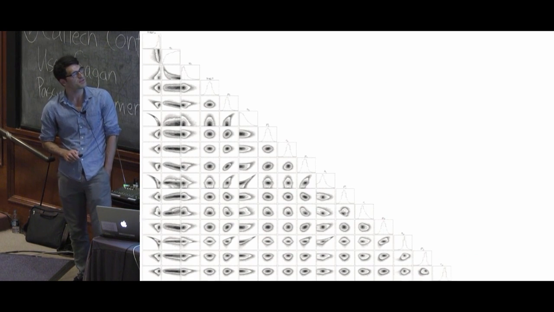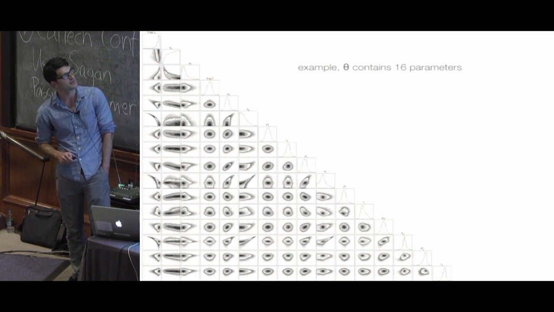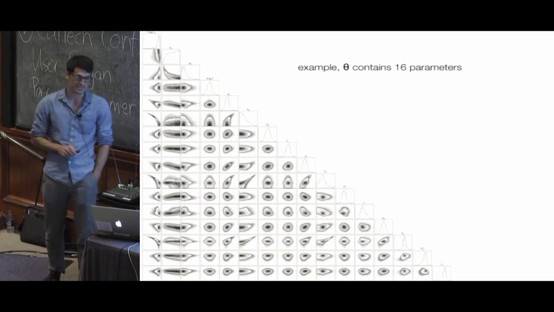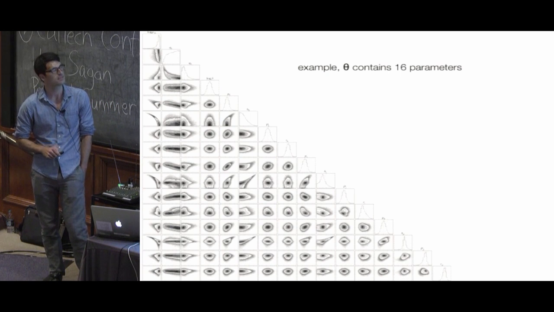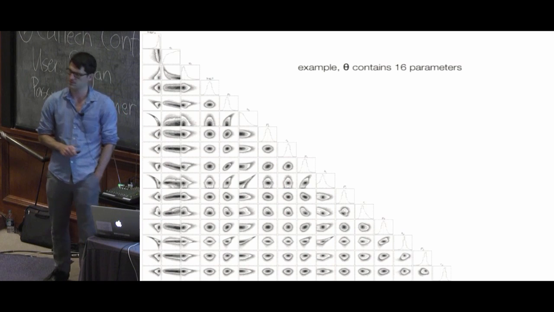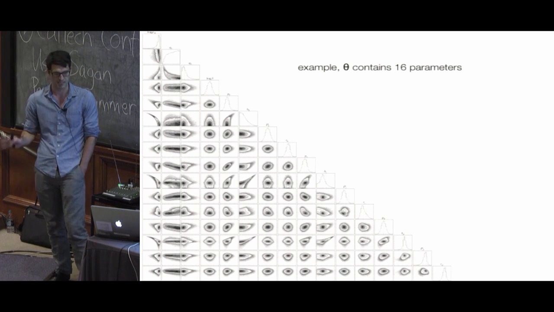So this is a typical example of what a posterior might look like. This is from one of my papers. This is a 16-dimensional vector for theta. I think this was for a 3-planet system that we were fitting. So you have many, many parameters.